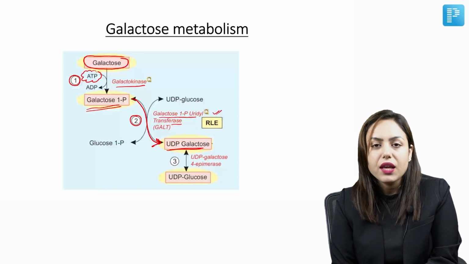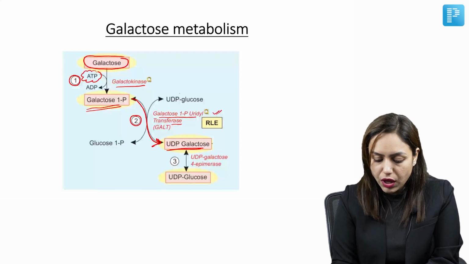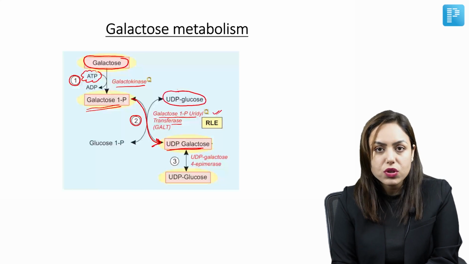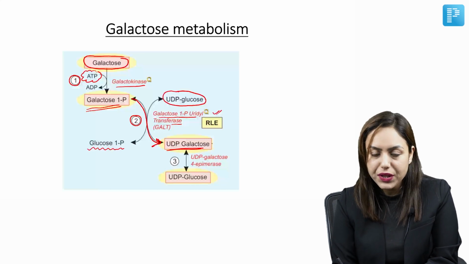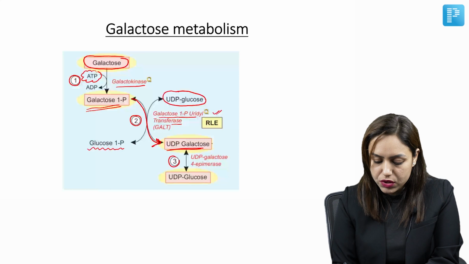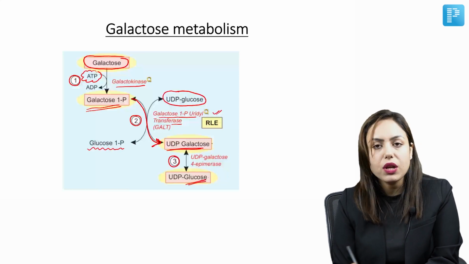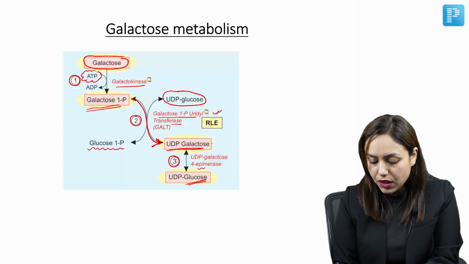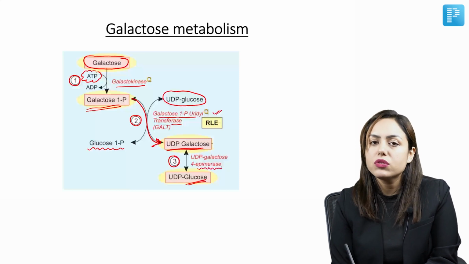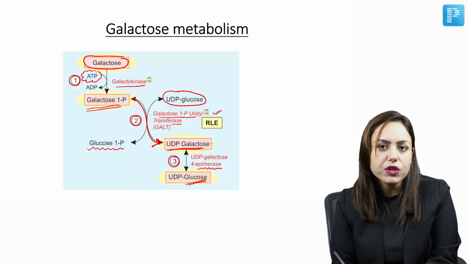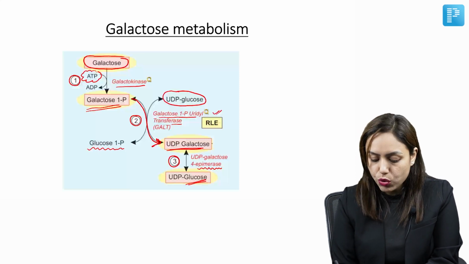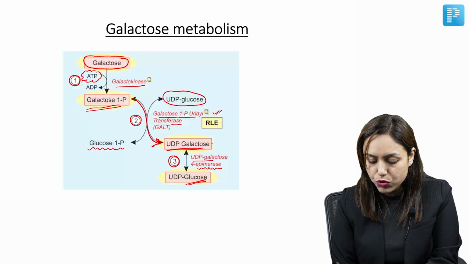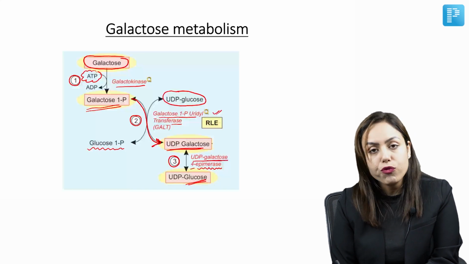UDP galactose, this is the second enzyme, galactose 1-phosphate uridyl transferase, which is the rate-limiting enzyme of galactose metabolism. This enzyme is transferring the uridyl group. It is transferring the uridyl, that is UDP group, from UDP glucose, and UDP glucose gets converted to glucose 1-phosphate in this step, right? Then the third enzyme: UDP galactose is converted to UDP glucose by epimerase enzyme. Why epimerase? Because glucose and galactose are epimers of each other. They are epimers of each other at position number 4. So the complete name of the enzyme, taking the name of the substrate also, is UDP galactose 4 epimerase.